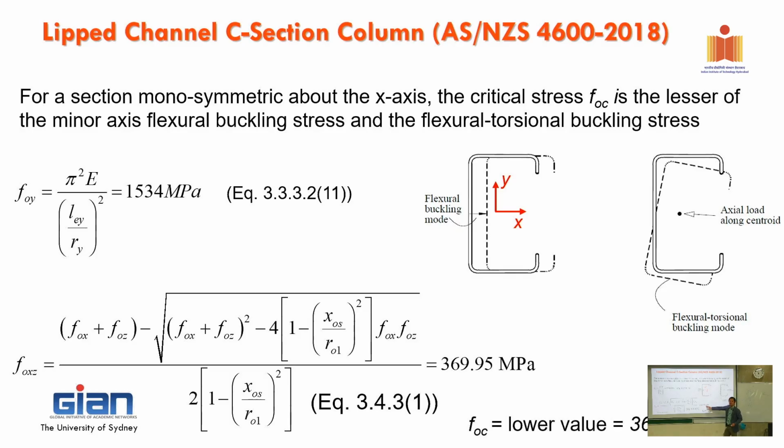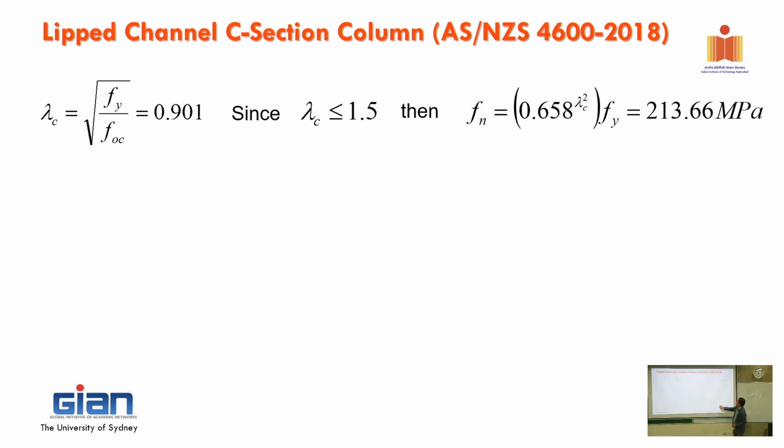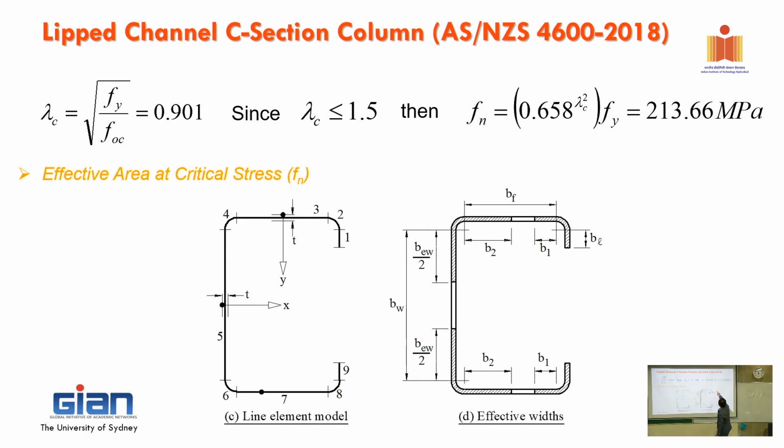So we simply choose the smaller one. And then we get Foc, then we put that in this equation. That's the slenderness, and we can calculate lambda c. And from lambda c, now we compare with 1.5, it's smaller, then we apply that equation for Fn, the critical buckling stress. Right. So now we know that this is the critical buckling stress of the column.